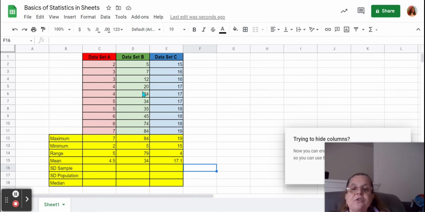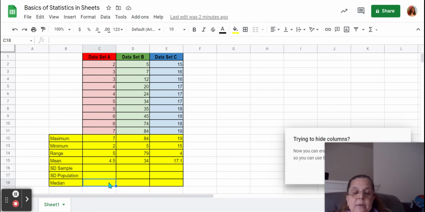If I go to this next set, we have 24 and 34. So I would have to find what is exactly between 24 and 34. What's halfway between them? It's probably going to be about 29.5. We'll find out in a second. Notice this one, they're both 17, so the median will be 17.